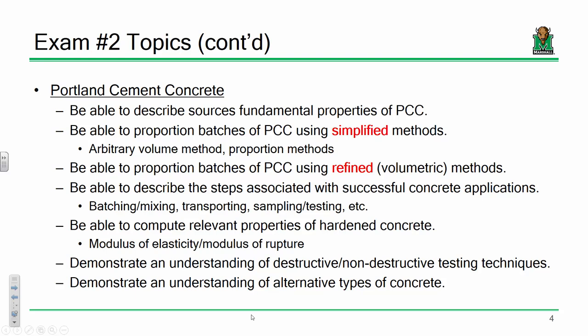For Portland cement concrete, that's obviously the big ticket item on the exam. Make sure that you can describe fundamental properties of Portland cement concrete. Make sure that you can proportion batches using simplified approaches, so arbitrary volume method, proportion method, stuff like that. And make sure you can proportion using the refined method or the volumetric method. Remember, the refined method and volumetric, that's basically saying the same thing.